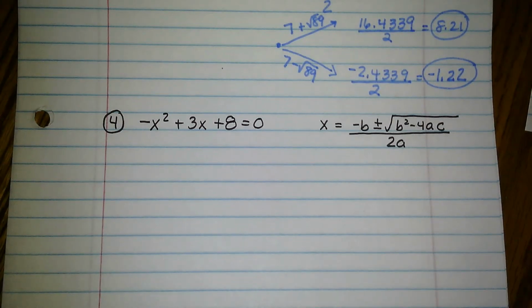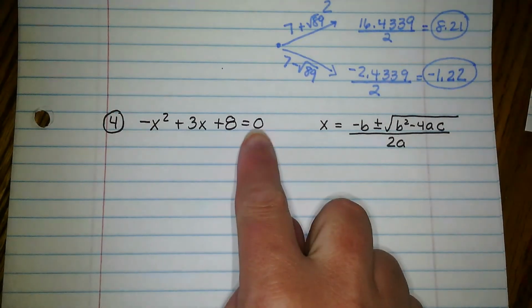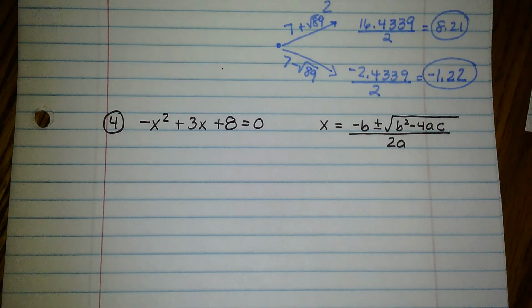All right, we're on number 4. What's good about number 4 is that it's already equal to 0. So we don't have to do anything other than identify A, B, and C.